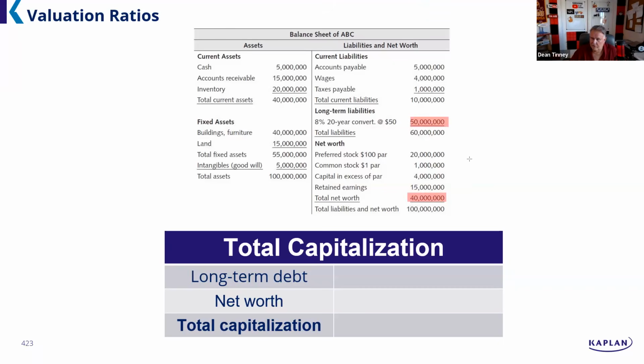And now what we're thinking is, okay, well, how much flexibility or lack of flexibility do we have because of the borrowed funds? The more money we owe to bondholders, the less flexibility we have in the business. And so now what we're trying to figure out is how leveraged is this company in terms of its capital?